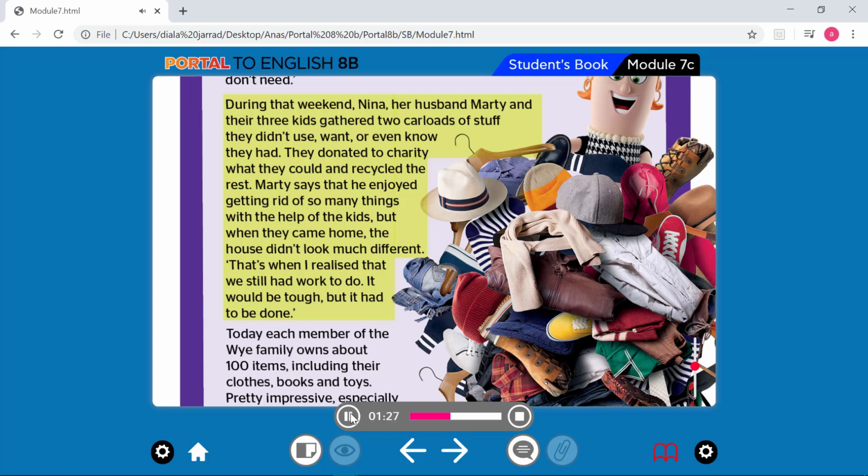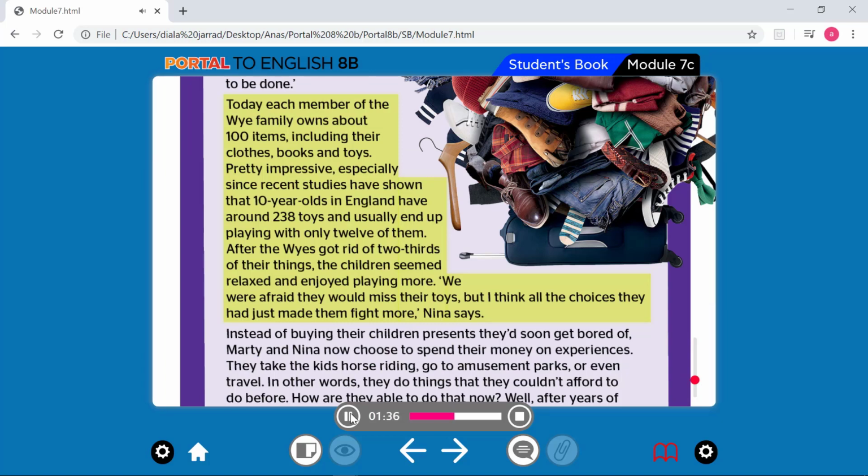That's when I realized that we still had work to do. It would be tough, but it had to be done. Today, each member of the Y family owns about 100 items, including their clothes, books, and toys. Pretty impressive, especially since recent studies have shown that 10-year-olds in England have around 238 toys and usually end up playing with only 12 of them.